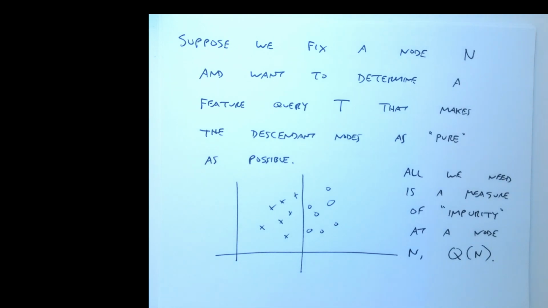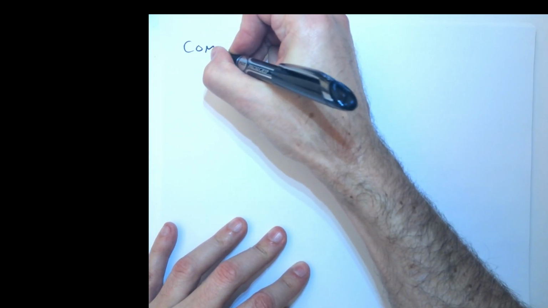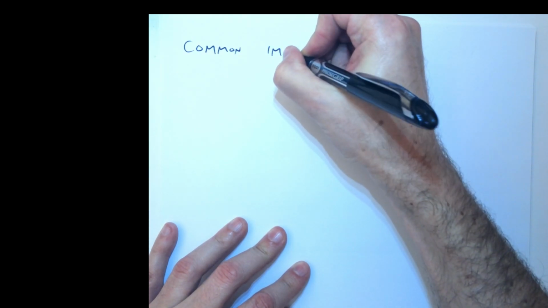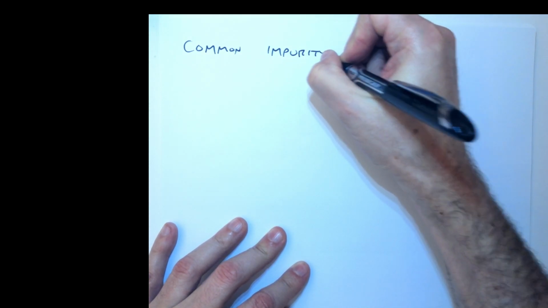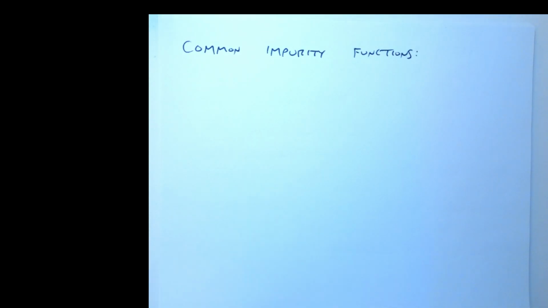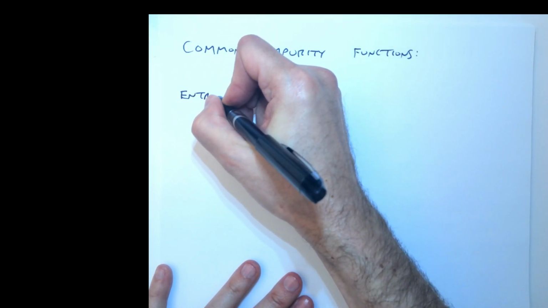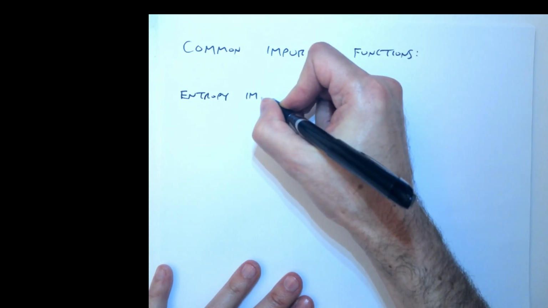It's not too hard to think about what would be good impurity functions. It's your choice what you'd use for such a function, so I'm just going to give you a couple of common ones. Some common impurity functions. One is called the entropy impurity.